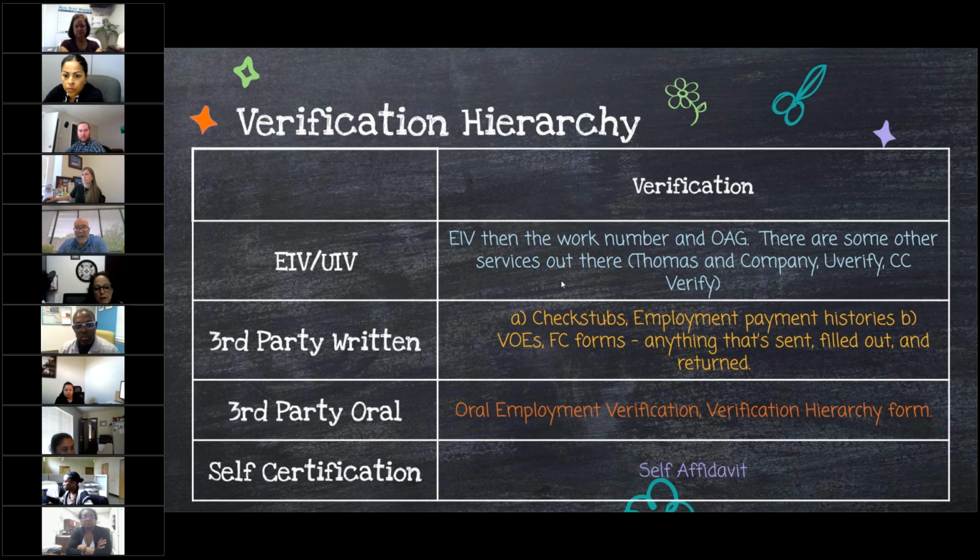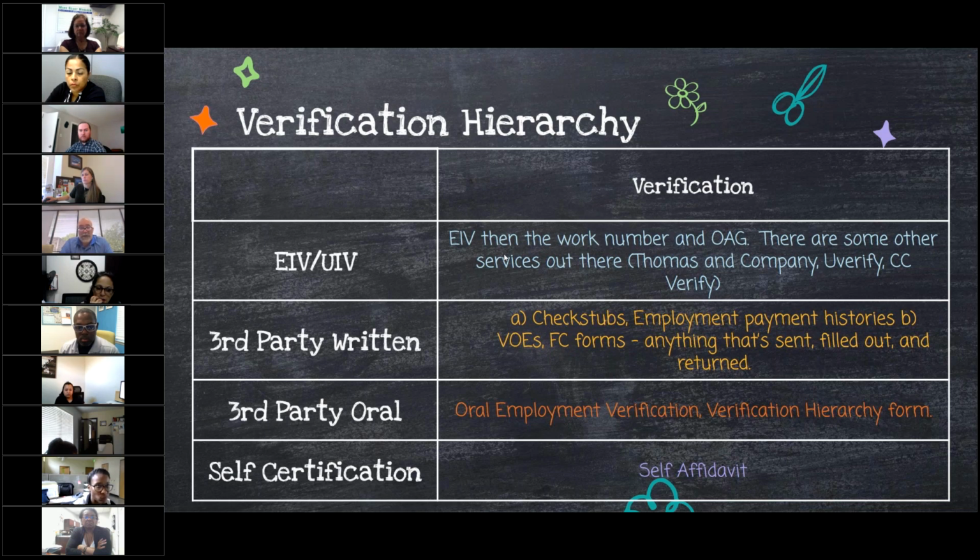At the top of this hierarchy is EIV and UIV. EIV is mandatory. We have to use it for annuals and interims right now. We also print it within 90 days of transmission of a move-in cert. In addition, Susan and Payal run a variety of reports either monthly or quarterly as required by HUD. So EIV is at the top of the list.